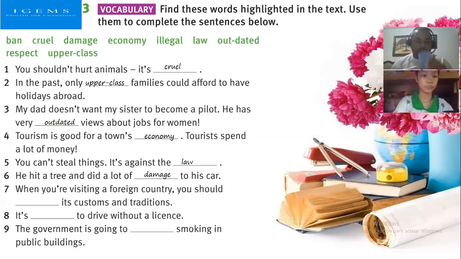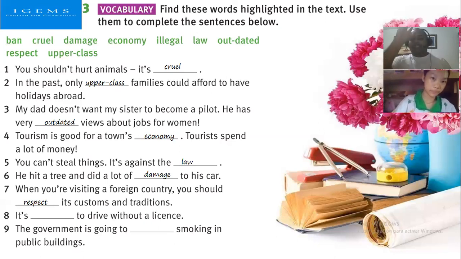What is it? When you are visiting a foreign country, you should respect its customs and traditions.